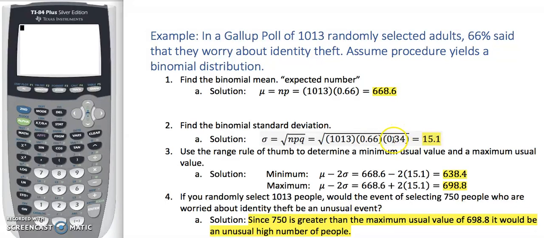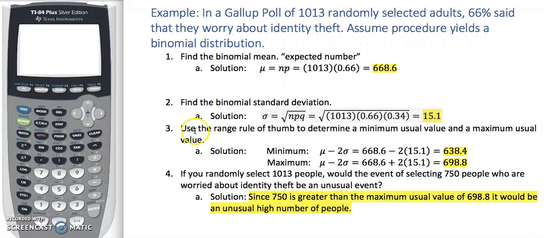And to figure out q, that's always 1 minus whatever p is. So 1 minus 0.66 is 0.34. And from here, you type all this in your calculator, and you end up with 15.1, rounding to one decimal place. That's your binomial standard deviation.